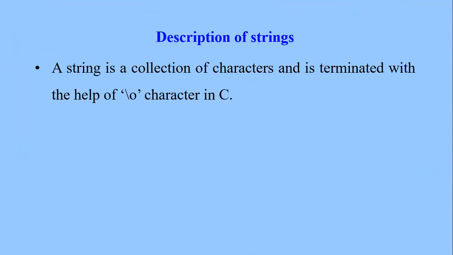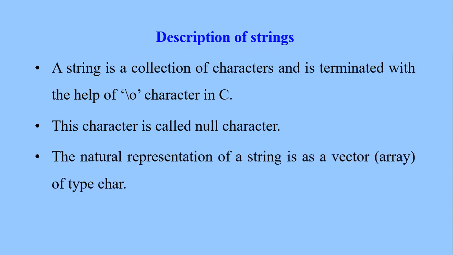A string is a data collection of characters and is terminated with the help of an escape sequence \0 character in C. This character is called the null character, and not the 0 character. The natural representation of a string is a vector or array of type char.